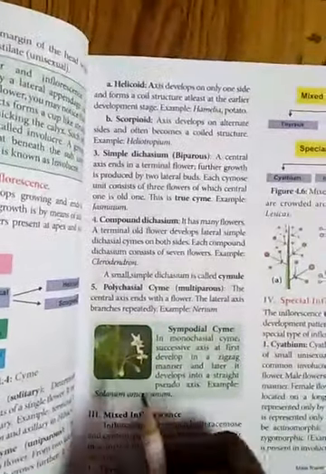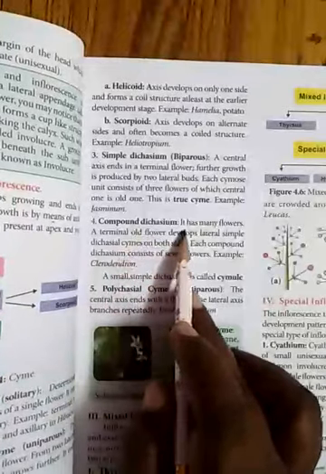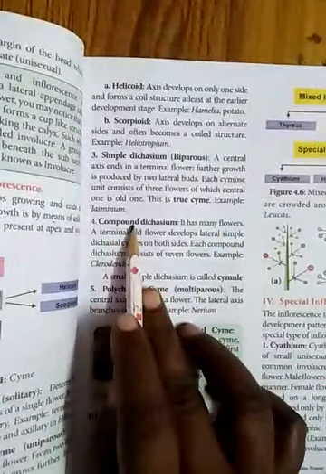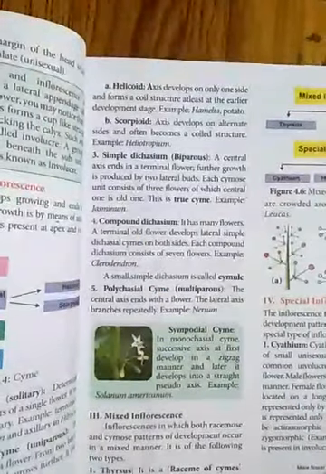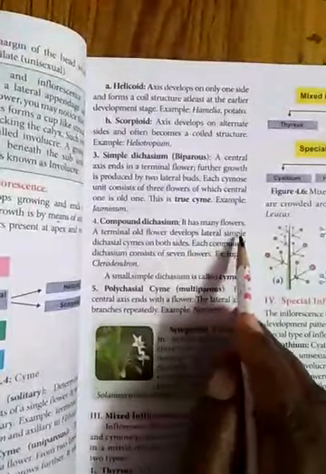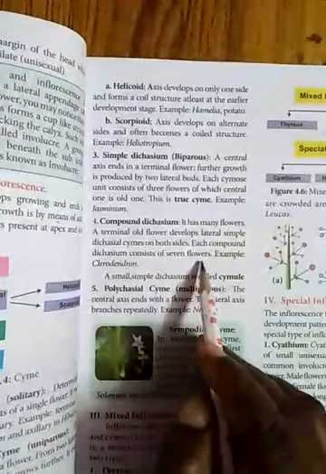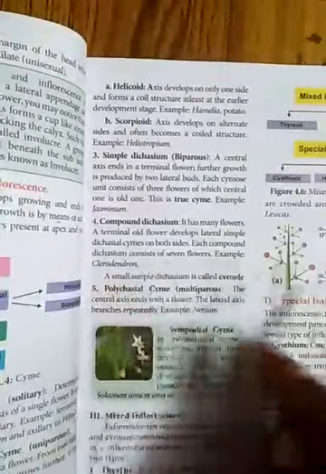The next type of cymose inflorescence is compound cyme. It has many flowers. Compound cyme means the branching will be more. A terminal old flower develops lateral simple dichasia on both sides. Each compound dichasium consists of 7 flowers. Example, Clerodendrum. So here you can see in this diagram.